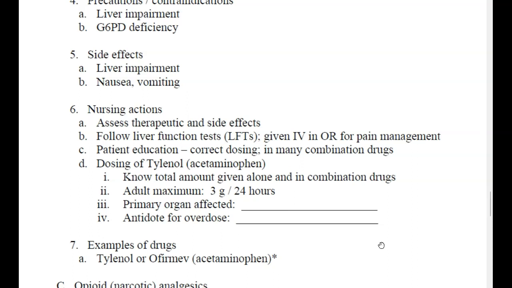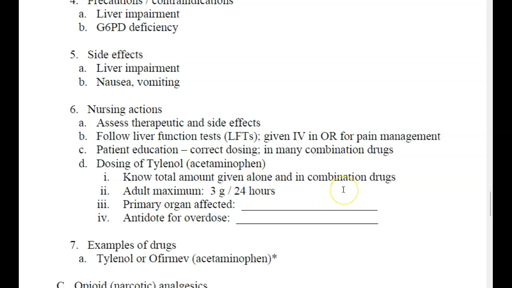The maximum dose for adults in 24 hours is 3 grams, or 2 grams per day for patients with liver disease. So for this class, we have to know that it's 3 grams in general for adults in 24 hours. The primary organ affected is the liver. The antidote for this medication in case of overdose is Mucomyst, or acetylcysteine, as we learned in previous units.